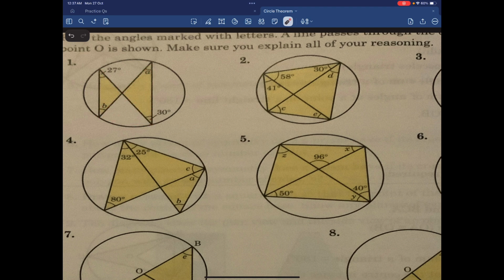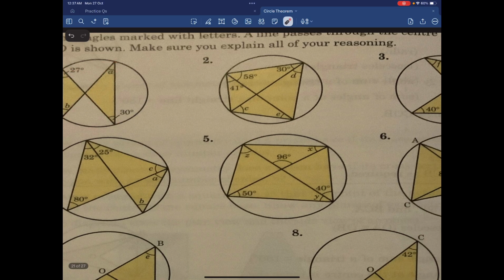Similarly, you can draw a chord here. If this is 30 degrees, the angles made from the ends of the same chord are going to be equal. So angle B is going to be 30 degrees. Why? Because this is the chord, and angles made in the same segment are equal. So B is going to be 30 degrees. Let's have a look at question number 2.